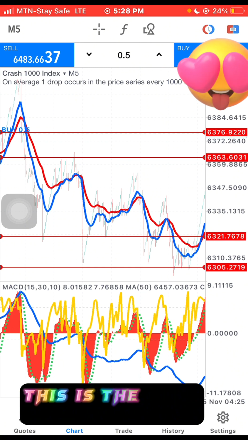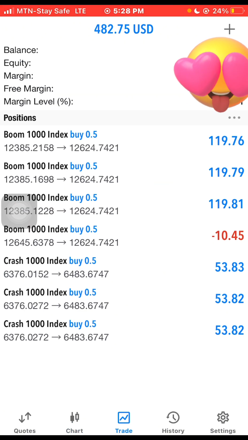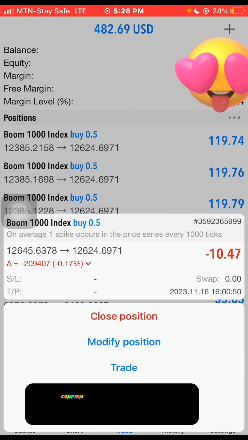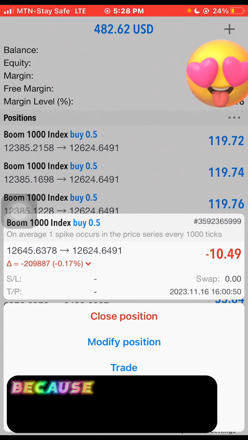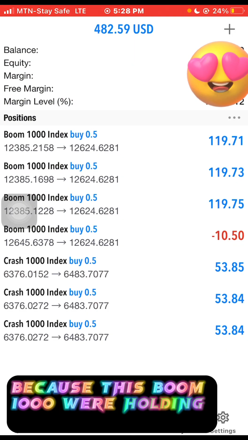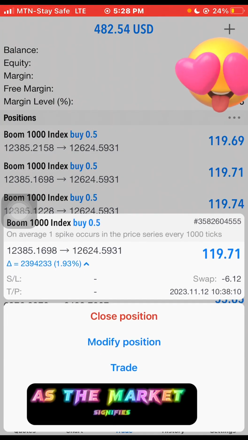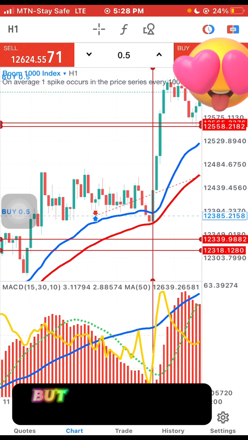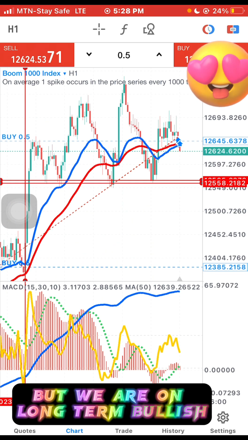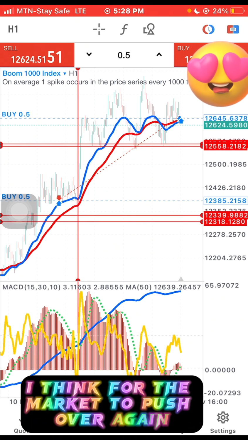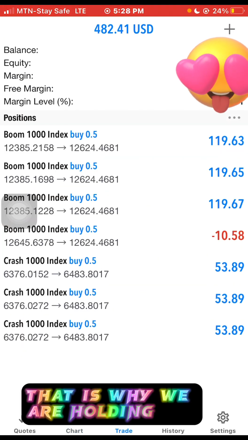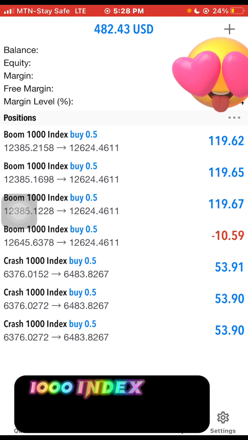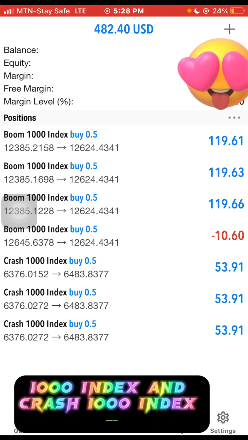This is the last scenario. You can see this is the second position we took when we confirmed a new trend, because on this Boom 1000 we are holding for more spikes as the market signifies. Even though the market is retreating, we are on a long-term bullish trend, waiting for the market to push up again. That is why we are holding for Boom 1000 index and Crash 1000 index respectively.